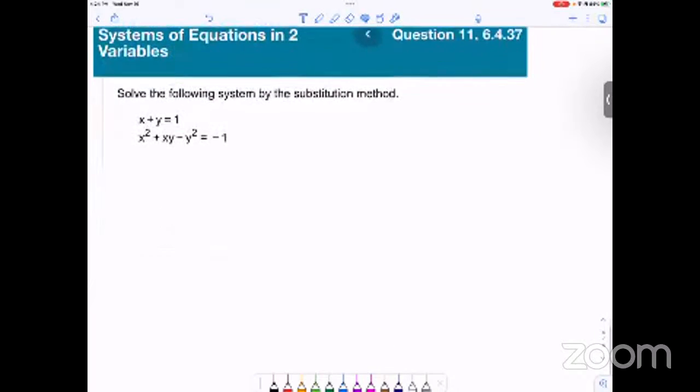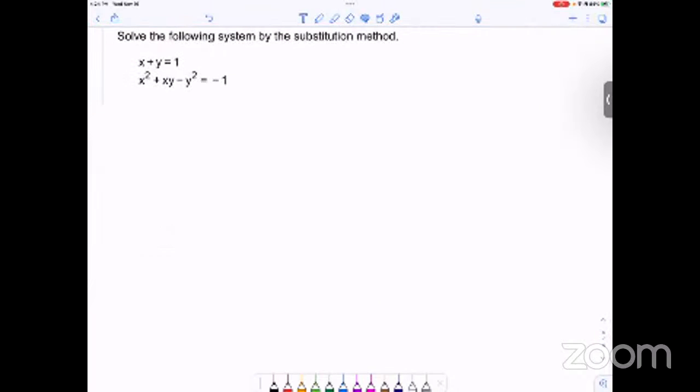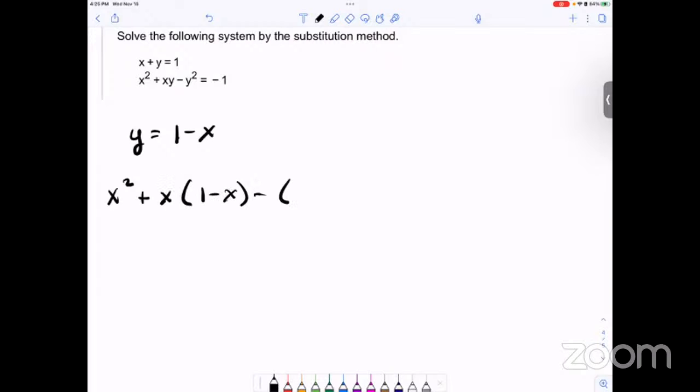All right, so this is an example of solving a system of nonlinear equations, right? So the recommendation is to solve using substitution. So it looks like it's easier to solve for y from equation 1. So then we'll get y equals, I'm going to write it as 1 minus x. So then we can take this and plug it into equation 2, and we'll get x squared plus x times 1 minus x minus 1 minus x squared equals negative 1.